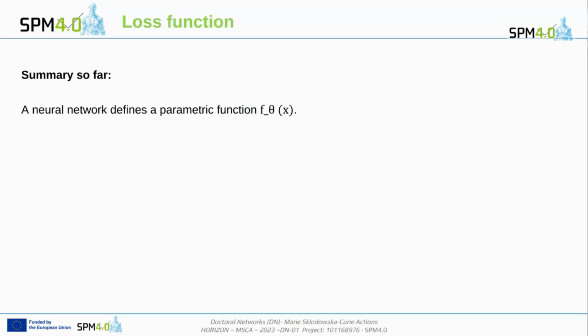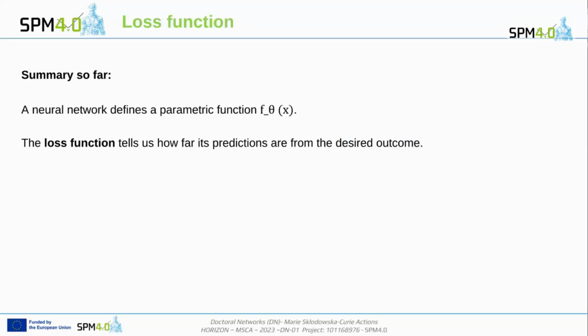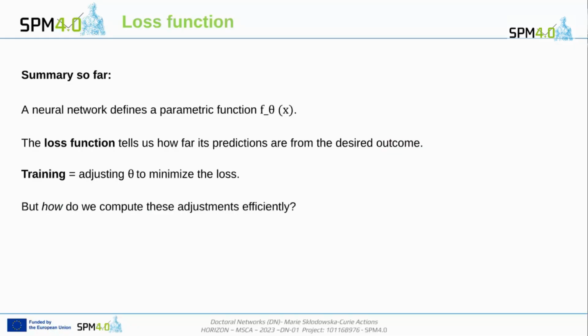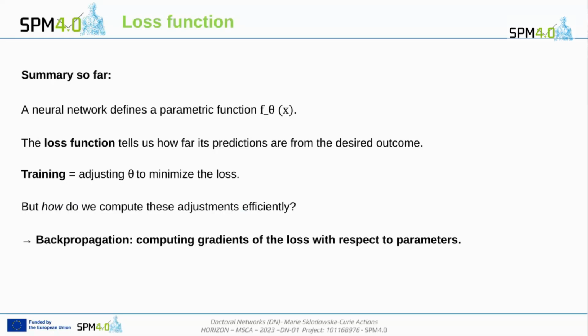Okay, so summary recap of where we are. Neural networks define a parametric function. It takes an input, and depending on the parameters, gives some kind of output. And the loss function tells us how wrong or right the predictions are relative to the desired outcome. And training is basically just adjusting the parameters to minimize the loss. And now we come to the actual lecture topic, I guess, backpropagation. This is the way we actually compute the gradients of the parameters, which tells us how much they need to be adjusted.